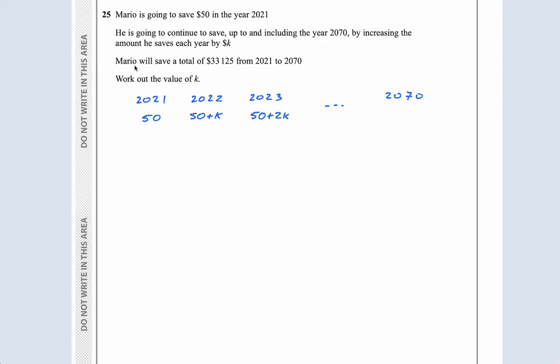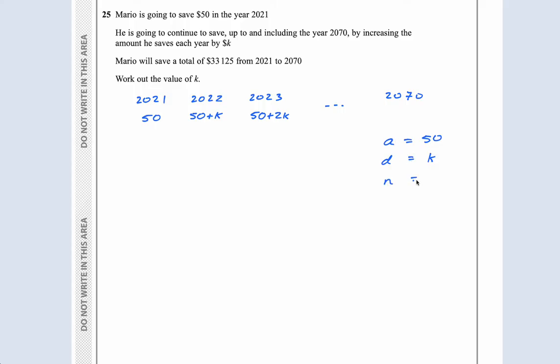He then says Mario will save a total of 33,125. So over here I'm going to write down the first term. This is an arithmetic sequence because we're adding k each time. The first term is 50. The common difference, the d, is equal to k, because that's what we're adding on each time. k, 2k, 3k. So the common difference is k.